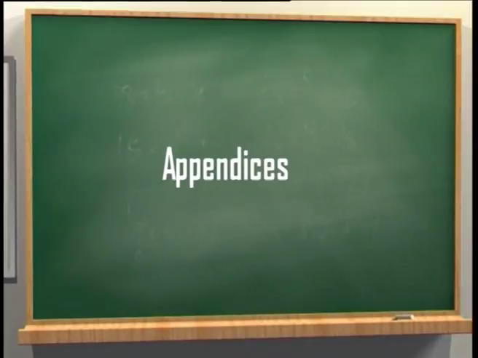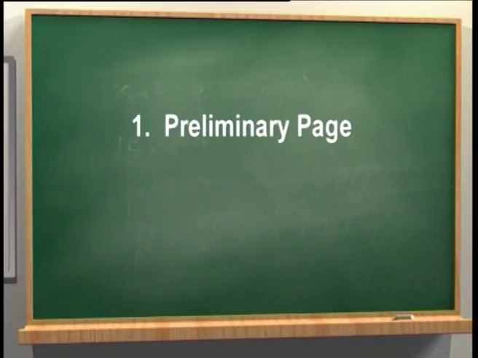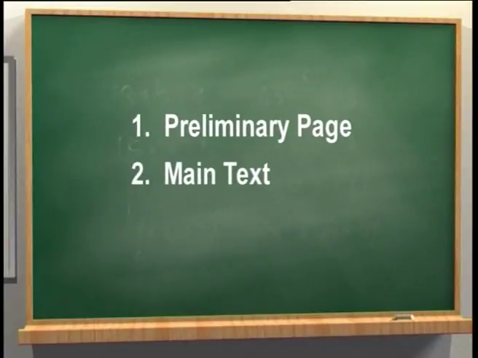Appendices. The general information in tabular form which is not directly used in the analysis of data, but which is useful to understand the background of the study, can be given in the appendix. Layout of the research report. There is a scientific method for the layout of the research report. The layout of the report means what the research report should contain. The contents of the research report: preliminary pages, main text and end matter.